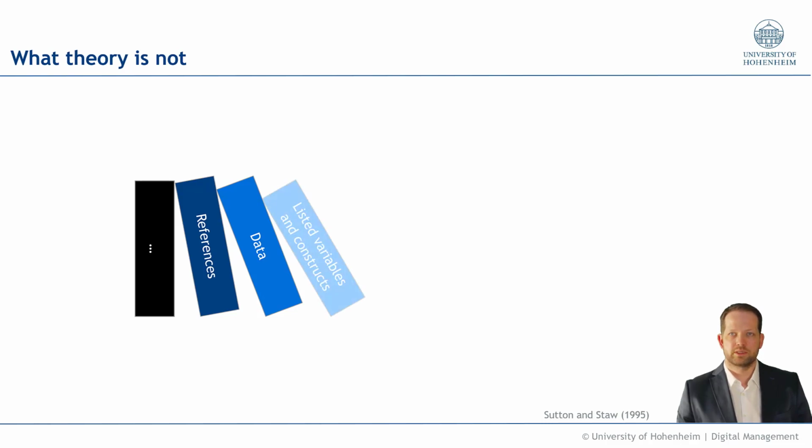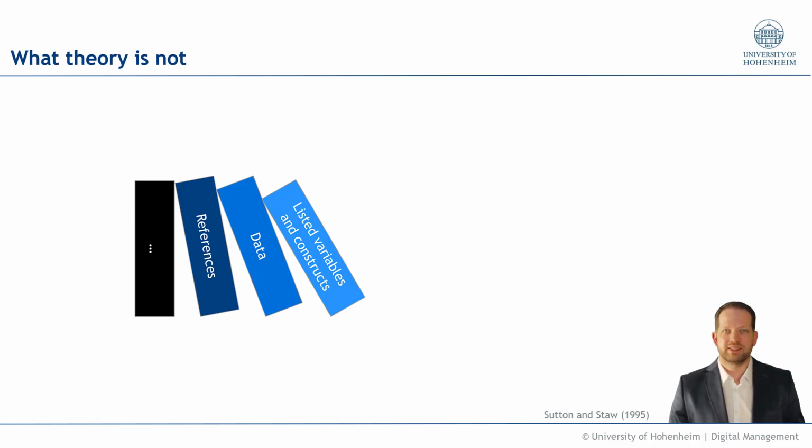The next thing which is not theory are listed variables and constructs. Lists of variables cover determinants, but they don't explain theory. You can have comparative tests of variables, but this is not a comparative test of a theory. And the key issue is why certain variables are more important than others. So it's about the selection of the different variables, and it's about the interrelations and the justification of the interrelations, not just having lists of variables, lists of constructs, long lists and tables.